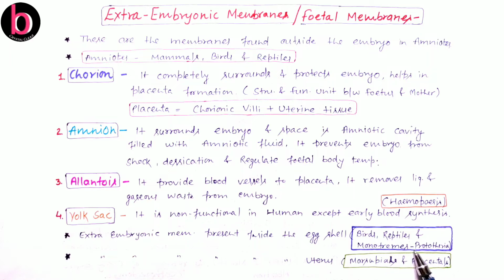These are earlier mammalians. Duck-billed platypus and echidna are a few examples of this one. Platypus and echidna are examples of prototherians that are endemic in the Australian region. Extraembryonic membranes are present in the uterus in marsupials, which are pouched animals, and in placental animals, which are eutherians.